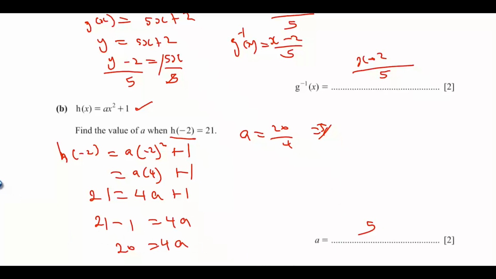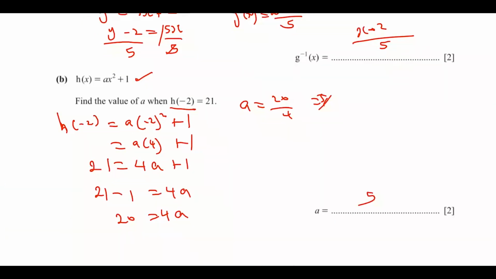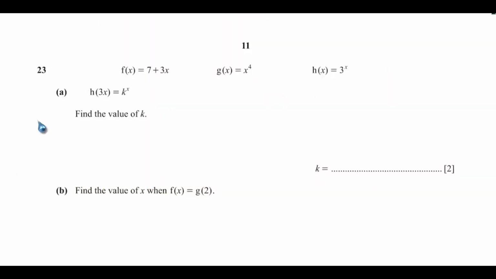So let's go to another question. That will be question 23 of paper 0580/21, October/November 2018. So we have three functions, f of x, g of x, and h of x respectively. h of 3x equals k to the power of x. Find the value of k.